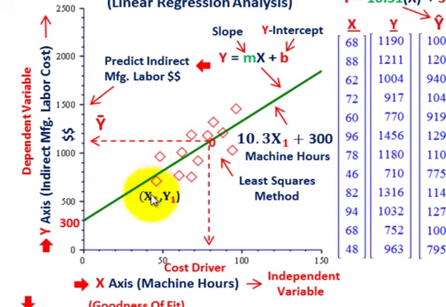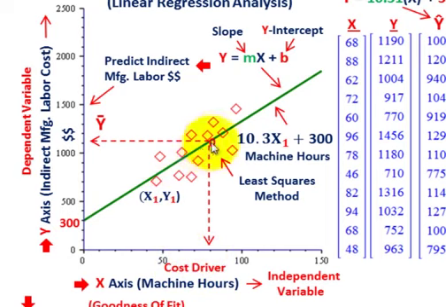The X coordinate for each data point is on our X-axis, and that's represented as machine hours, which we refer to as our cost driver. That is our independent variable. And then the Y coordinate, along our Y-axis, represents the indirect manufacturing labor cost. That's our dependent variable. So what we're trying to do is predict our indirect manufacturing labor cost, or dollars, based on some linear regression based on machine hours.